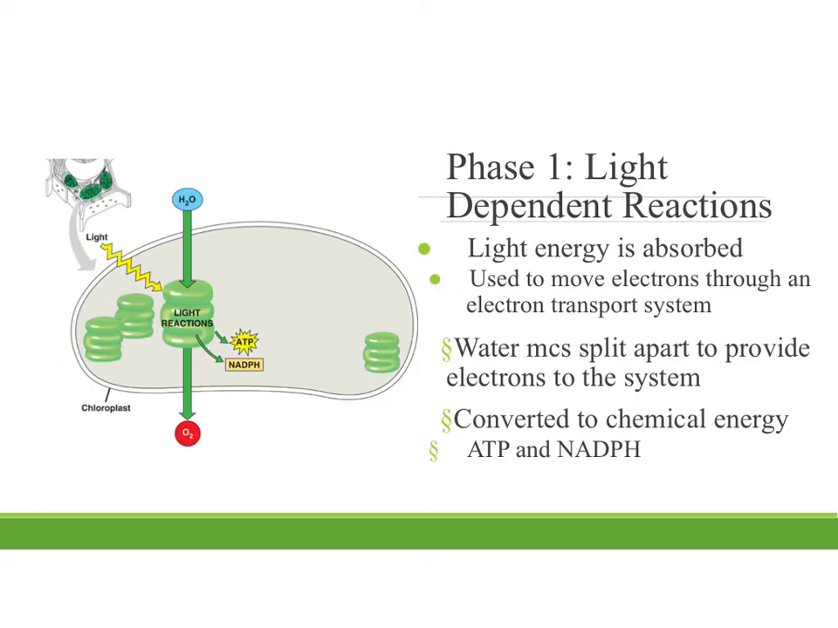All right, so we're going to focus on phase 1 first. Phase 1 is called the light-dependent reactions, or just the light reactions. In this phase, light energy is absorbed by the pigments that are found in the thylakoids. So in this picture, here's thylakoids. This is a thylakoid also.